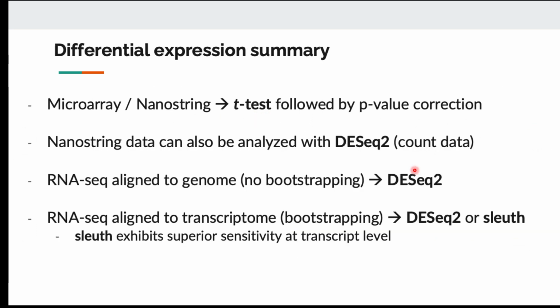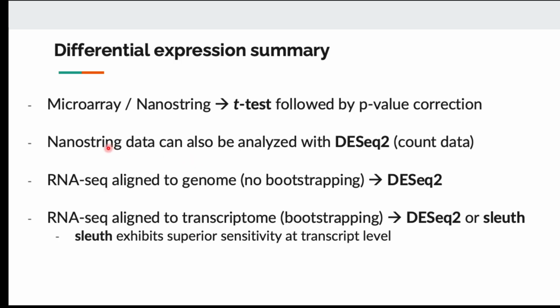Okay. So just to summarize what we talked about today, for microarray and nanostring data, these are not normally distributed. So once you take the log transform, you can perform a t-test and then do the p-value correction. You can do this in Excel or any software.